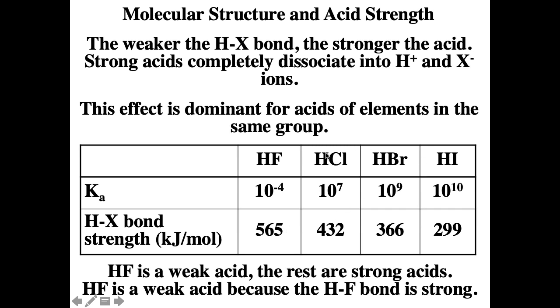These 3, HCl, HBr, and HI, we consider as strong acids. We consider that they completely dissociate. HF, we consider a weak acid. Its Ka is 10 to the minus 4th. And the reason that HF is a weak acid is that the HF bond is too strong.